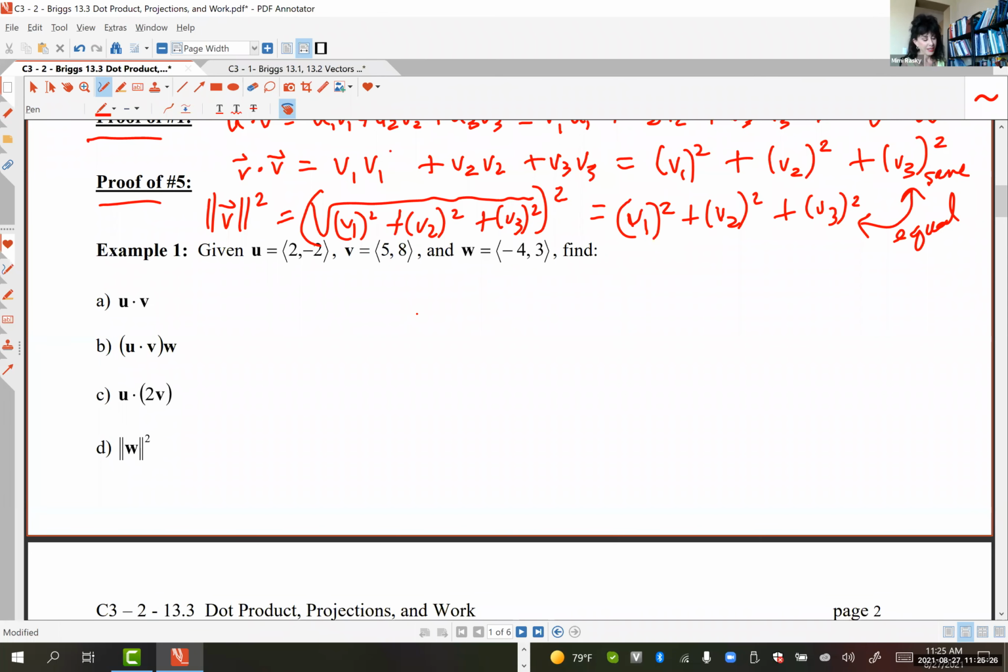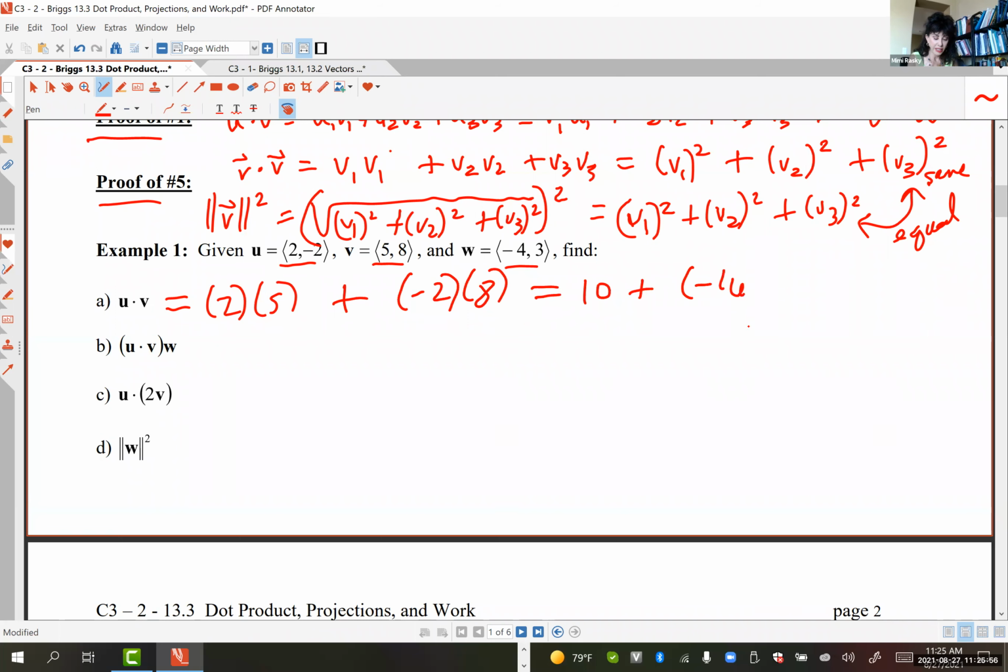Okay, now let's have some fun and play with dot product and some of the stuff you've learned in the past, like scalar multiplication. So here are 3 vectors, and they happen to be 2-dimensional vectors. We can tell just by looking at them because they have 2 components. So let's do letter A, easy peasy. What is u dot v? Well, the dot product is easy to find. You just take the product of the x components plus the product of the y components, and I get 10 plus negative 16, which is negative 6. And I'm done. That's the answer to letter A. And notice the answer is indeed a scalar.